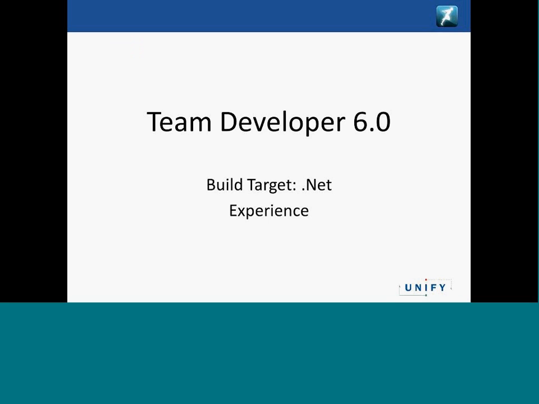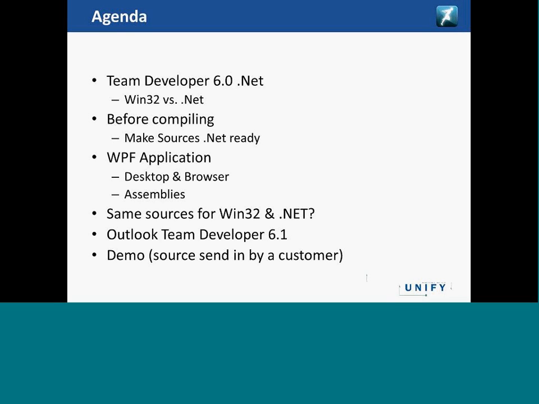So let's start with our agenda for tonight. First of all, I want to give you an overview about Team Developer 6.0 .NET, and we have to talk about Win32 and .NET. What's the difference? If you plan to upgrade an existing application to .NET, we have to talk about different technologies and explain in brief detail what is really different. And we have to talk about making your source .NET ready.